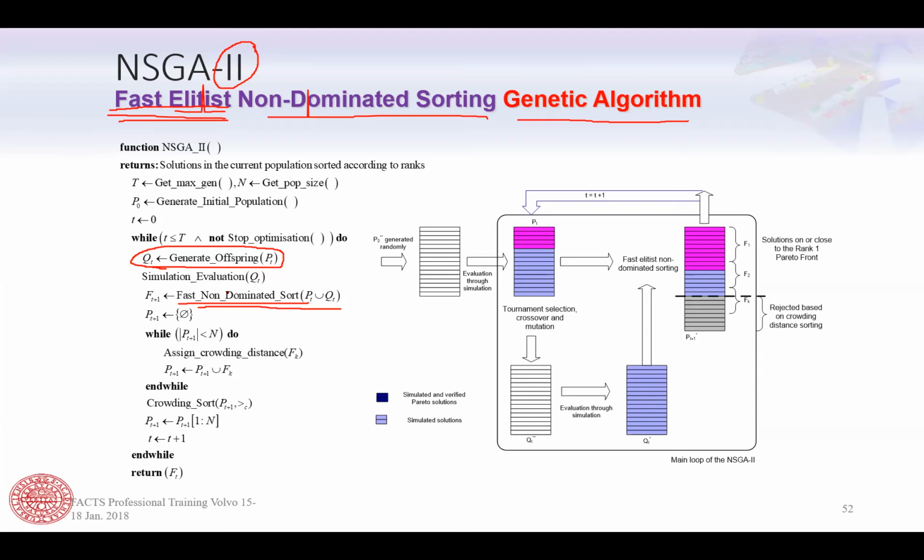And you get the objective values from simulation or other modeling for Qt. But now the interesting thing is that in a multi-objective scenario, we have an additional step: we combine the parents and the generated offspring, and we do a fast non-dominated sorting.